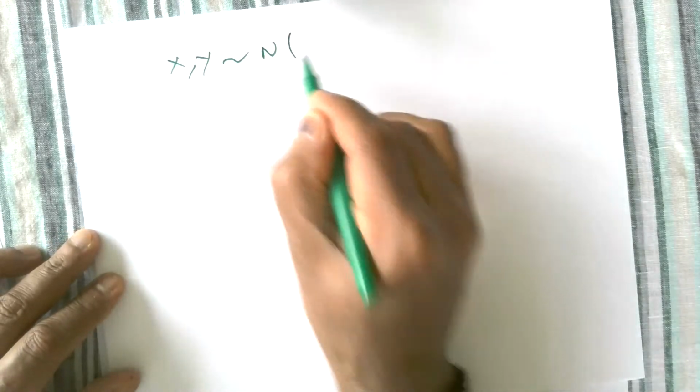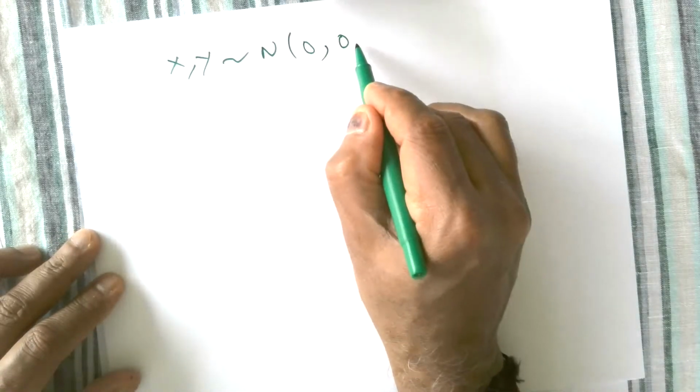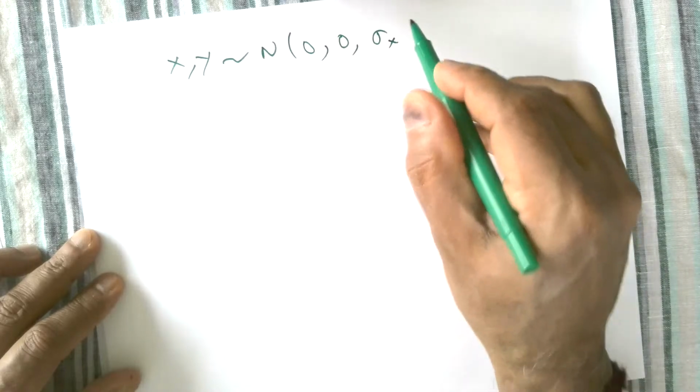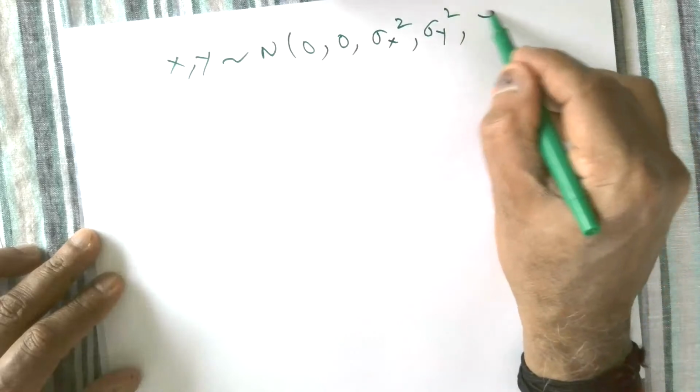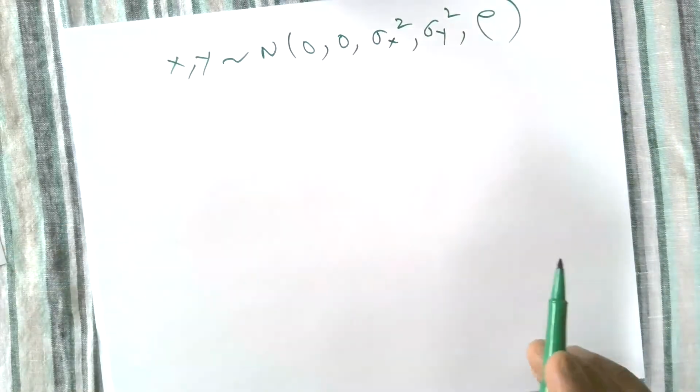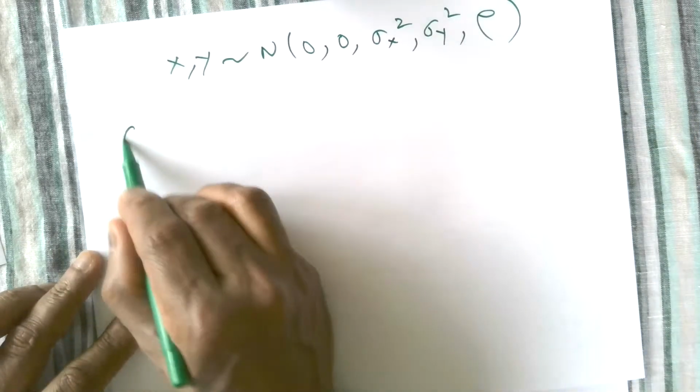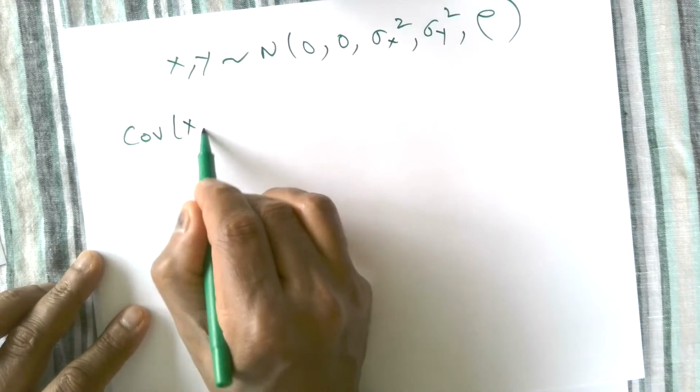So look at this problem. X and Y are jointly Gaussian, zero mean random variables with variance sigma x squared, sigma y squared, and correlation rho. So they are jointly Gaussian random variables. Let's find out the covariance of x comma y.